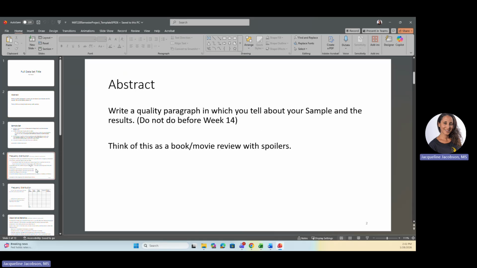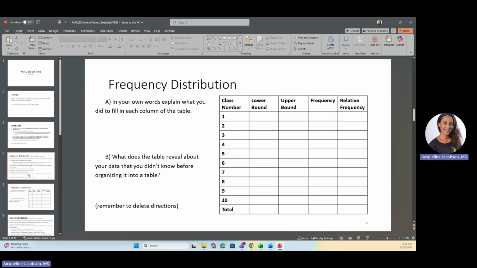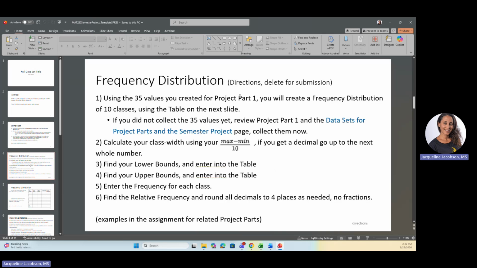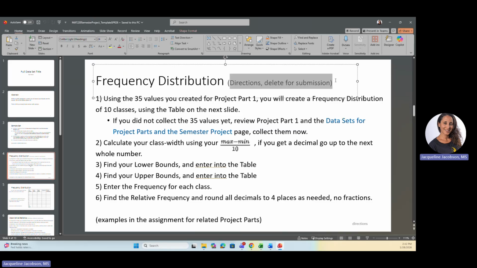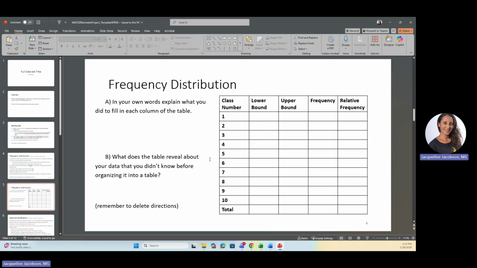Project part 2 consists of the frequency distribution slide. And you have 2 of them. However, the first one, if you can see my screen, is simply the instructions, directions, delete for submission. This slide you will delete. This is just telling you how to do it. This slide here is the one that you're actually going to put things in and things on. And then this is the one that will be saved for your project.